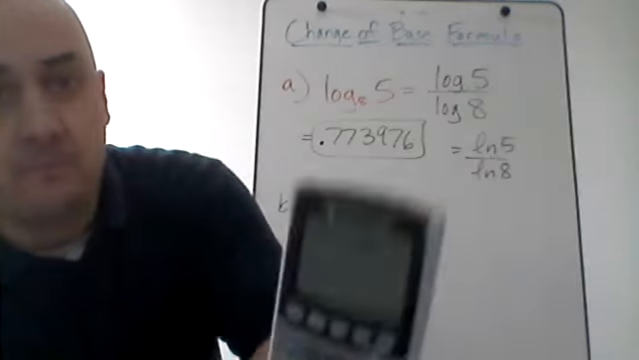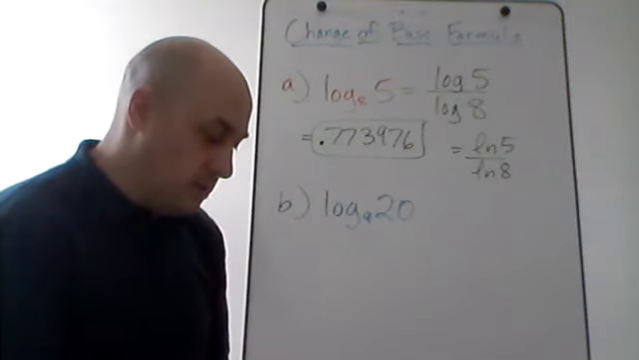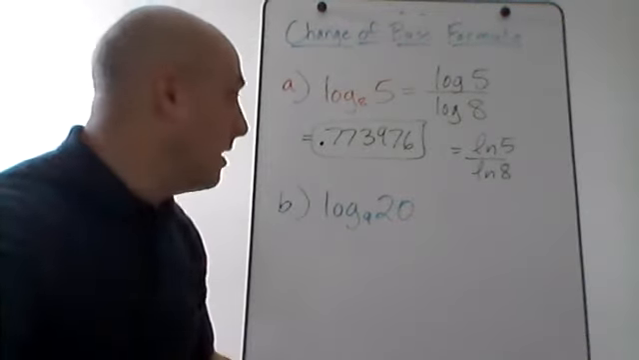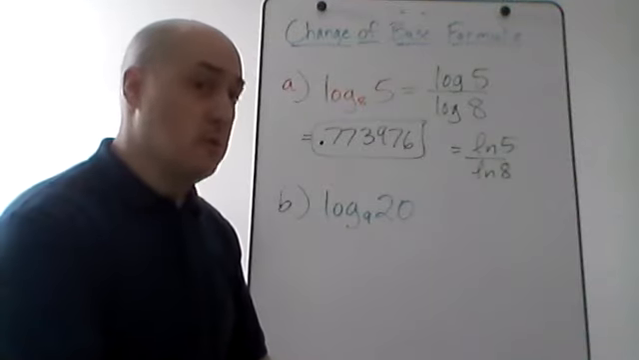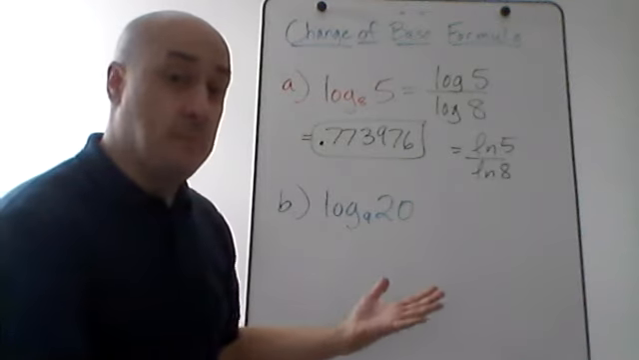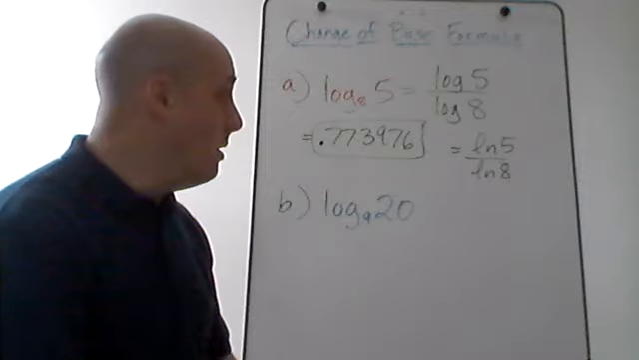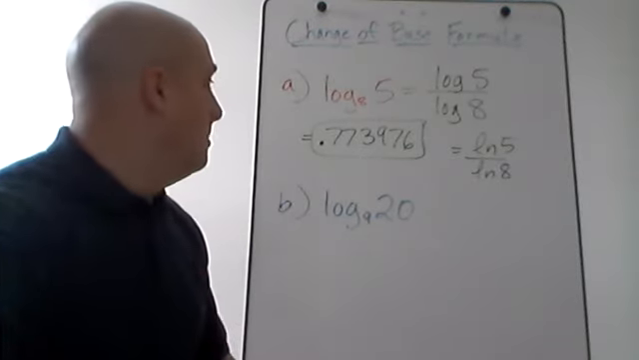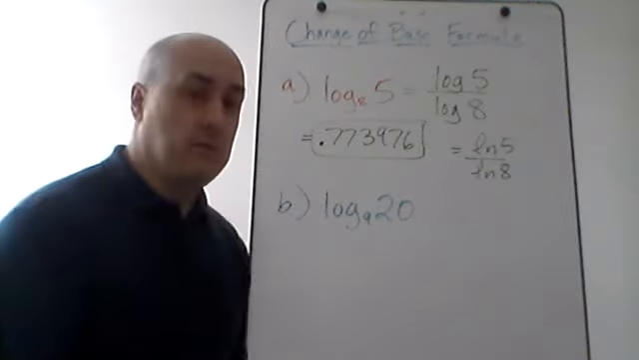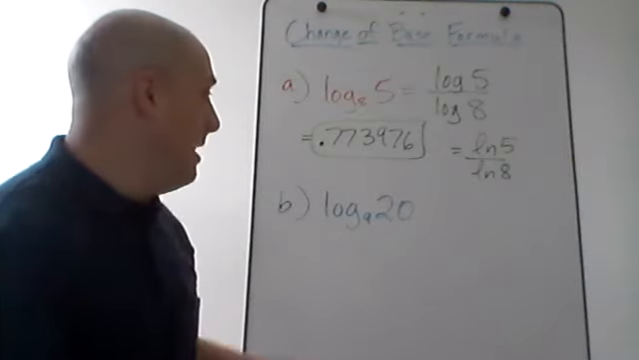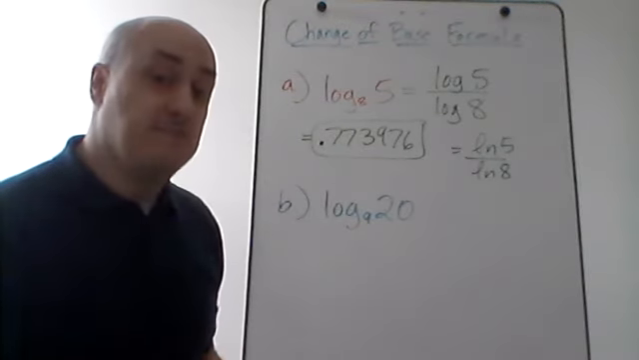0.773976, and so on. So it doesn't matter which one of those you change it to, the log or the natural log. So my advice is just pick one, whichever one you're more comfortable with. Just use that one every time. It doesn't matter. It always comes out the same. All right, so that's how we can evaluate a logarithm with numbers that don't fit together very well by using this change of base formula.